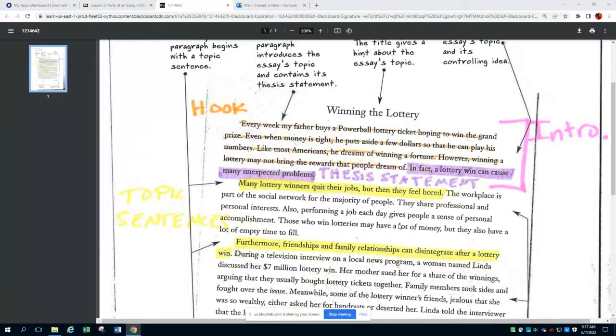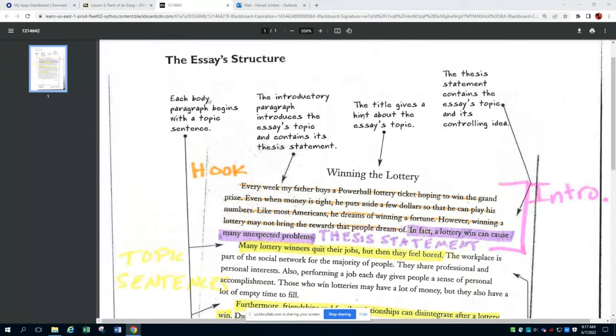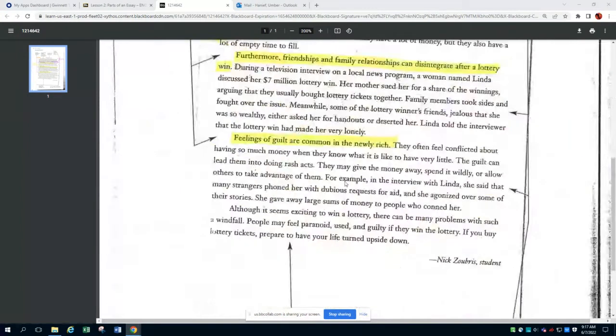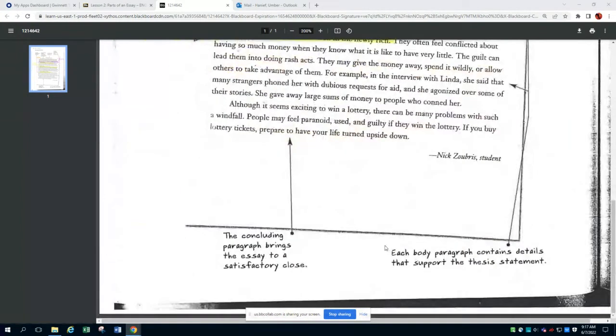One of the things I like about this handout is that it has a few notes. These are all things that we kind of mentioned. It's got a few notes here for you.